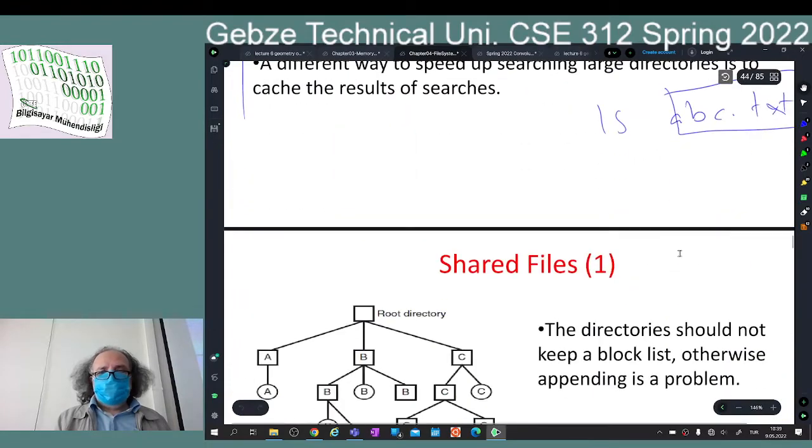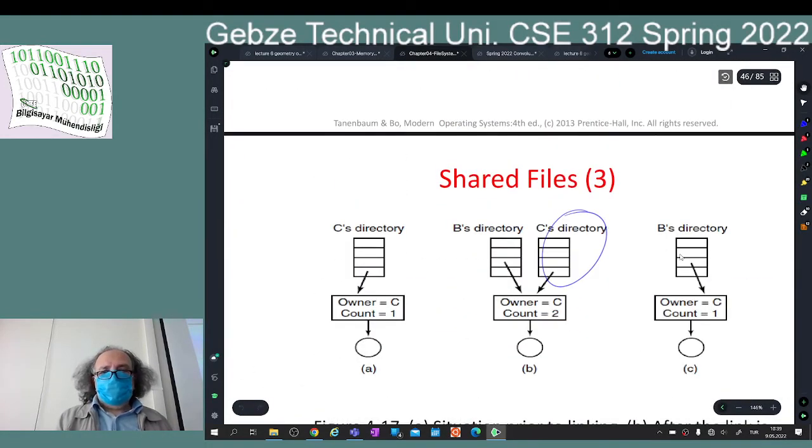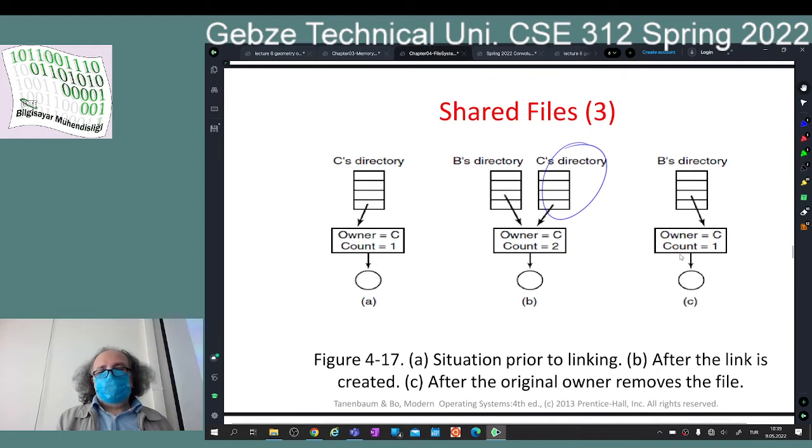I am going to skip these because these are kind of details, and the shared files, and you remember the linking stuff, hard linking and soft linking. We looked at the details of those and the problems that they may create, and I think that was it, and we stop at this point.